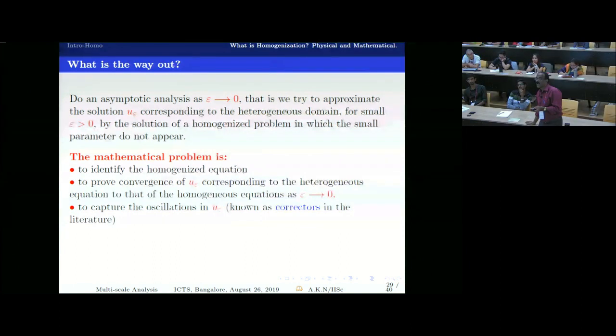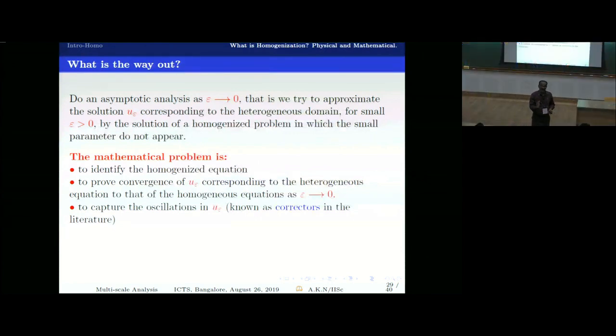These are called correctors. I don't know, is anybody doing correctors here? Because first you have to understand homogenization, and correctors are a little more serious issue. I don't know. Ravi wants to do some correctors?